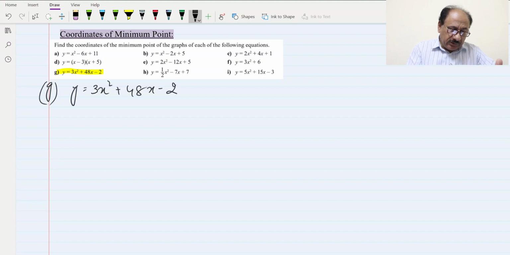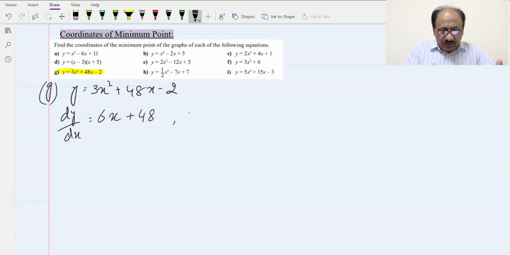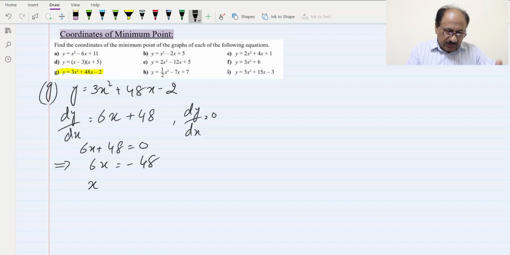First step, taking the derivative, so dy over dx will be equal to 3 into 2, which is 6x, plus 48, and the derivative of minus 2 is 0. So this will be our derivative. After taking the derivative, we have to put dy over dx equal to 0. So 6x plus 48 is equal to 0. This implies 6x is equal to minus 48, and x is equal to minus 48 over 6, which is minus 8. Now our x value is minus 8. We can find the y value.